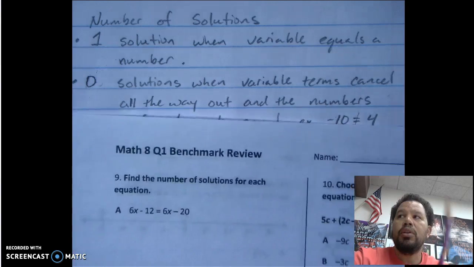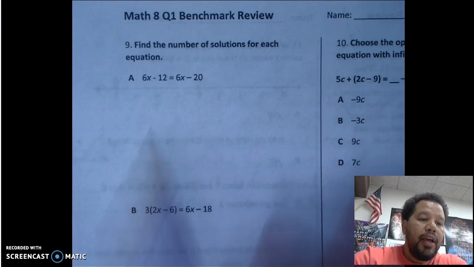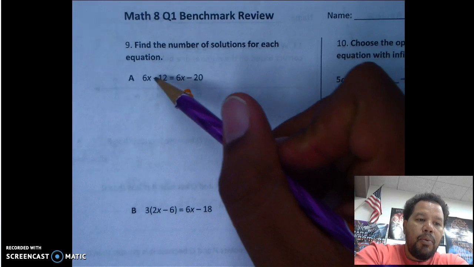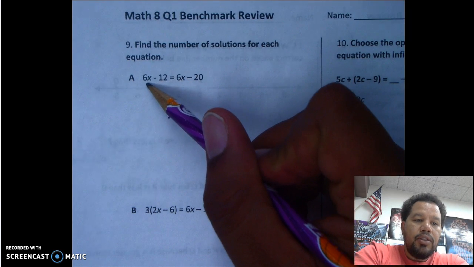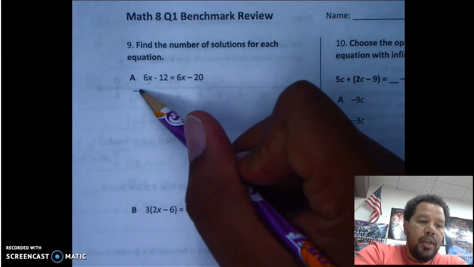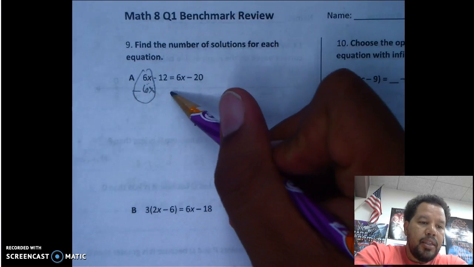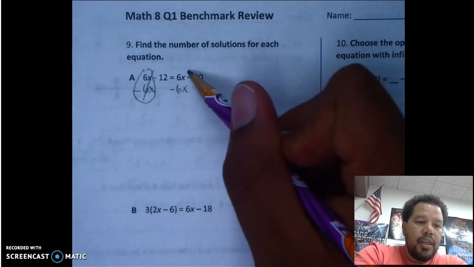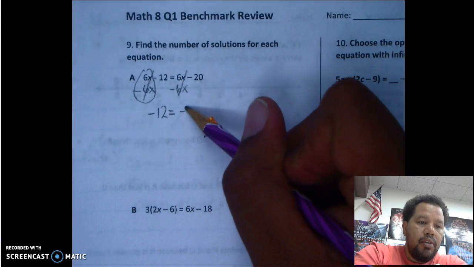Okay, so back to the worksheet. If I solve this equation here, I'm just going to do this one right here. Since I have an x on both sides of the equation, I need to cancel one of them out. And in the process of canceling out one of the terms, it ends up canceling out both terms because 6x minus 6x canceled out. So I'm left with -12 equals -20.